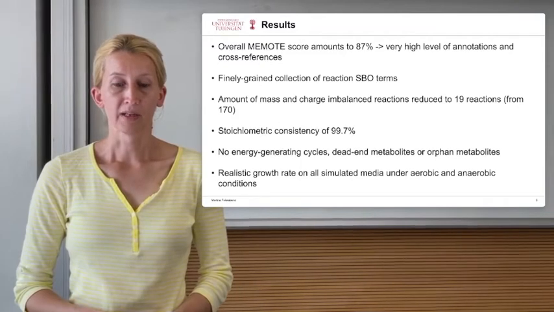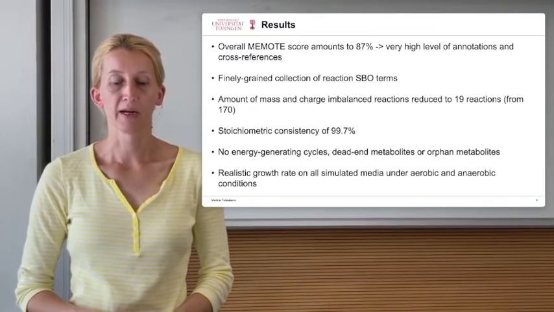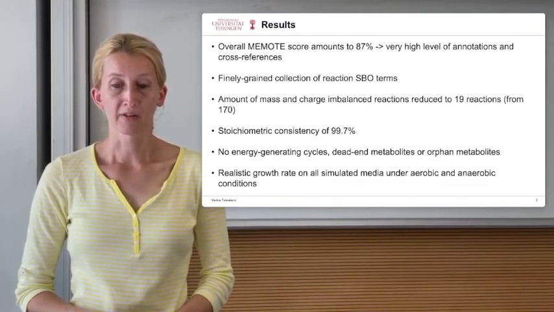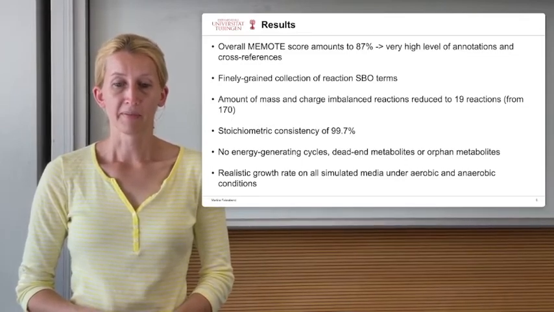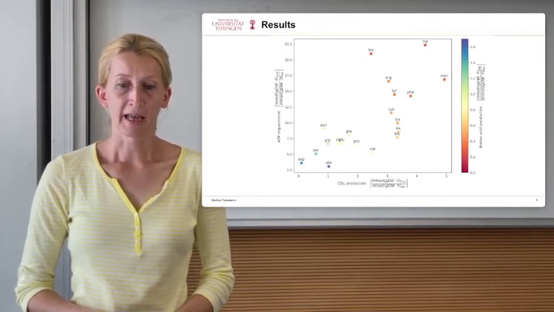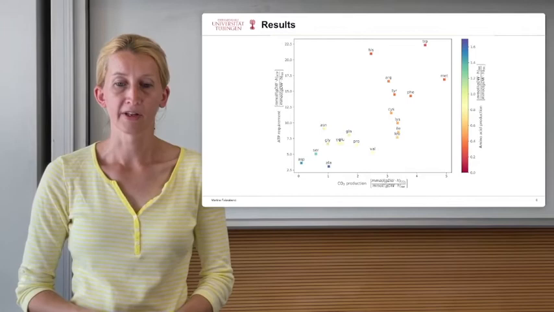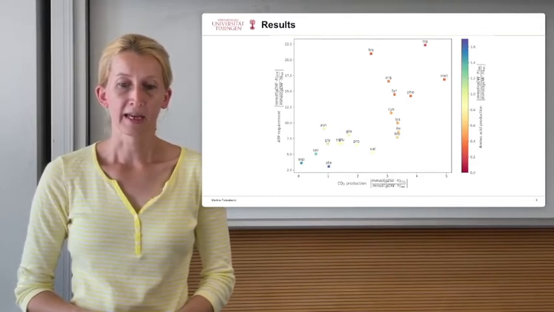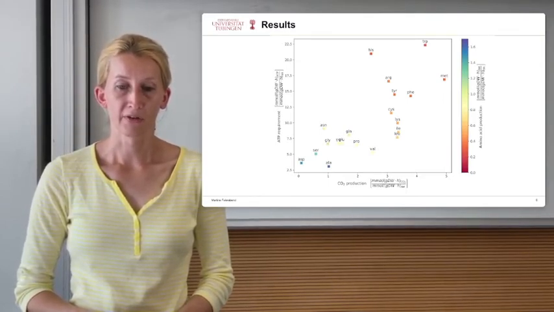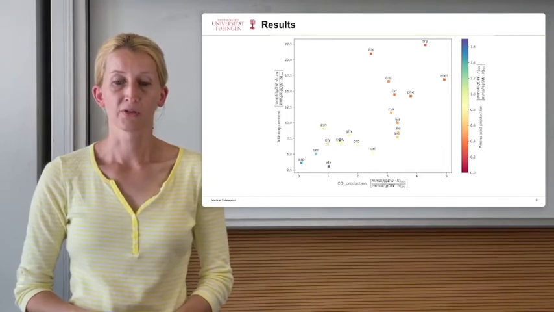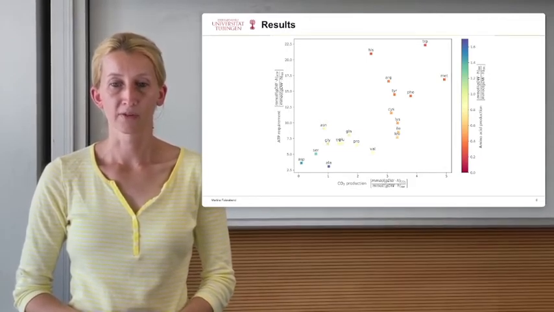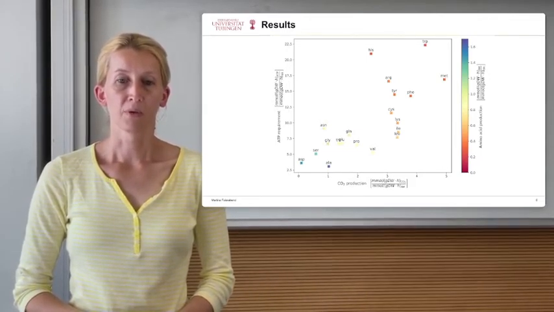Our model replicated realistic growth rates on all simulated media under both aerobic and anaerobic growth conditions. And it also produced all canonical amino acids as well as glutamate. Let's first look at the amino acids. This graphic depicts the ATP requirement against the CO2 production and the in silico amino acid production. This was all determined using flux balance analysis. Glucose served here as the sole carbon source under aerobic growth conditions. The availability of glucose was restricted to an uptake rate of 10 millimole per gram dry weight per hour.